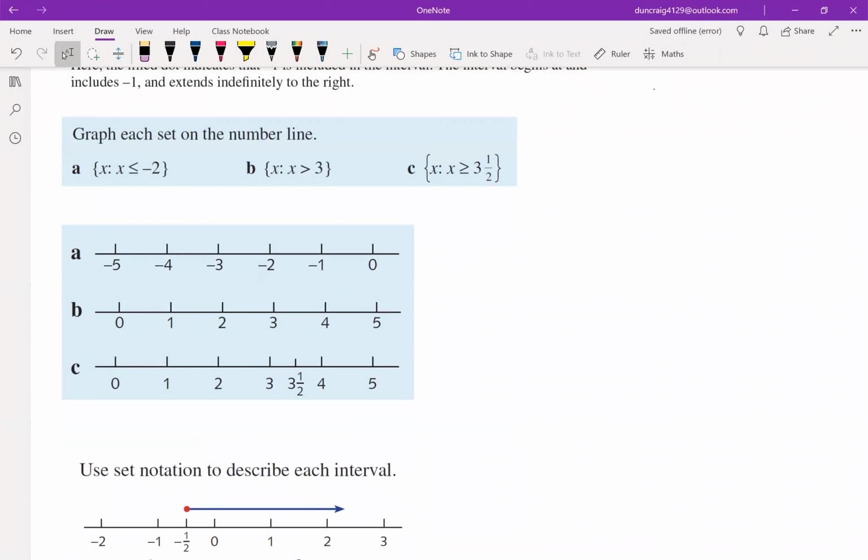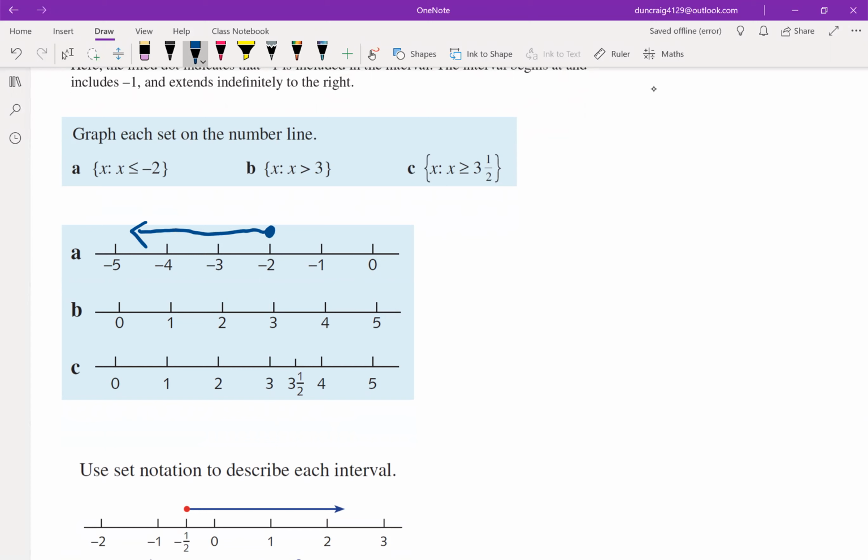So let's do some examples here. Let's graph each of these sets on the number line. So we're starting at -2, and we want everything less than that. So I'm going to draw myself a circle. I'm going to fill it in, and then I'm doing an arrow to the left there.